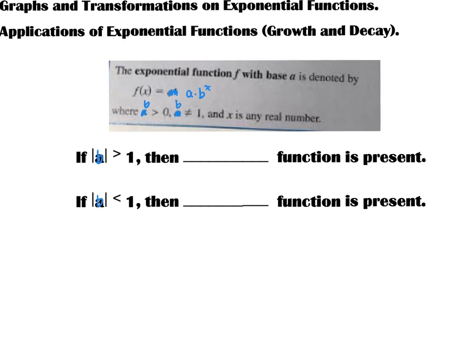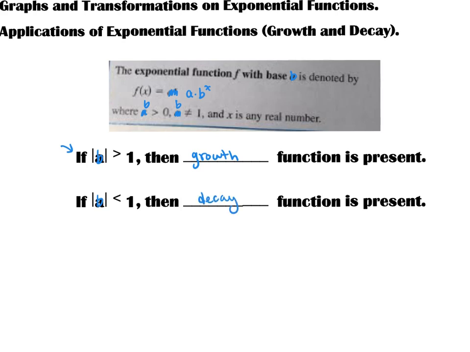Okay, so an exponential function with base b is denoted by f of x equals a times b to the x, where both a and b are real numbers, where b is greater than 0 and not equal to 1. Okay, a could be whatever we want it to be, and that'll have effects on the transformation, reflections, all that good stuff. If the absolute value of b is greater than 1, then a growth function is present. If the absolute value of b is less than 1, meaning that the value of b is between 0 and 1, then we have a decay function.